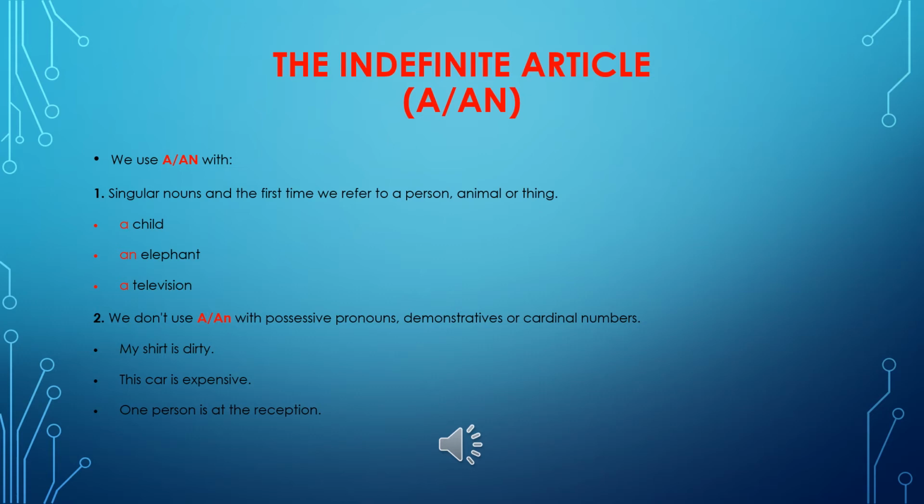For example, my shirt is dirty. Shirt is a noun, but we use possessive my, so we don't use any article a or an. This car is expensive. No a and no an. One person is at the reception. Again, we are using numbers. We don't say a or an. One person is at the reception.